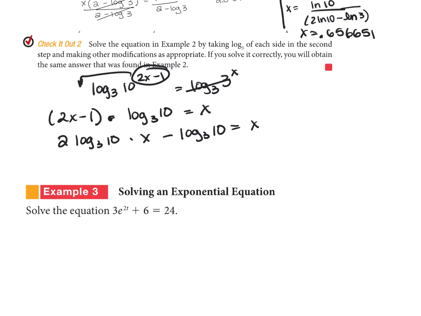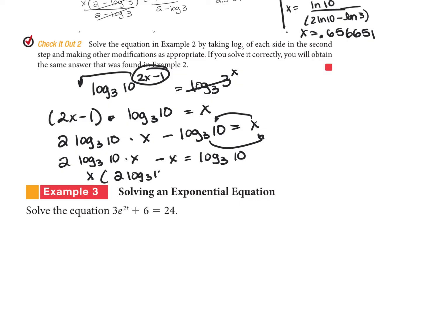Let's get all the x's on one side, everything without an x on the other side. So this is going to come over here, that's going to go over there. We're going to get 2 log base 3 of 10 times x minus x equals log base 3 of 10. Okay, now what? Well, got to factor out an x again, just like before. Equals log base 3 of 10. And now we divide. Log base 3 of 10 over 2 log base 3 of 10.